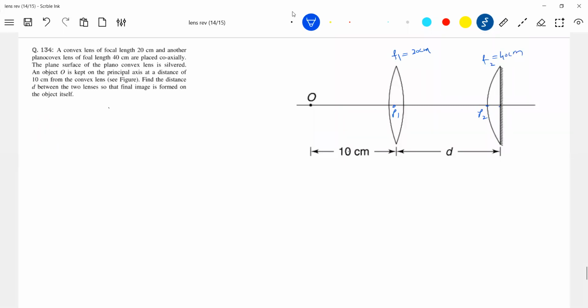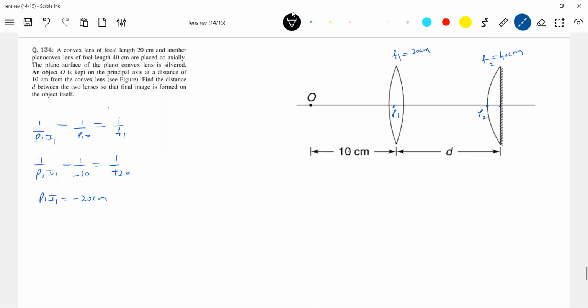Let's get into the thing now. So 1 by P1I1 minus 1 by P1O equal to 1 by F1. P1O is minus 10. Focal length of this is how much? Plus 20. P1I1 will be minus 20. Where will the image be? Keep it here. This will be the image I1.